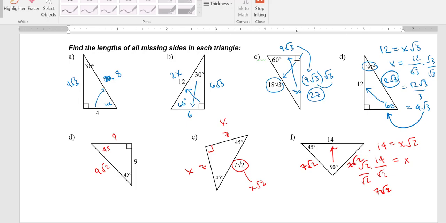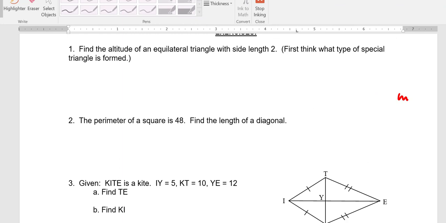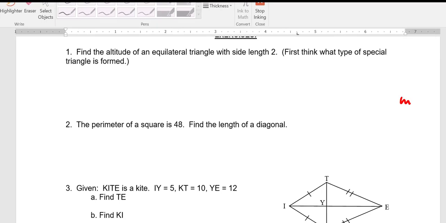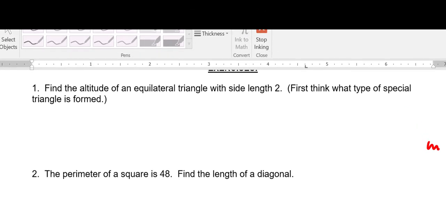Alright, let's try some problems on the backside. Okay, we're on the backside. Let's try some problems and apply the relationships, the 45, 45, 90 and 30, 60, 90 relationships. So let's start with problem number 1 here.